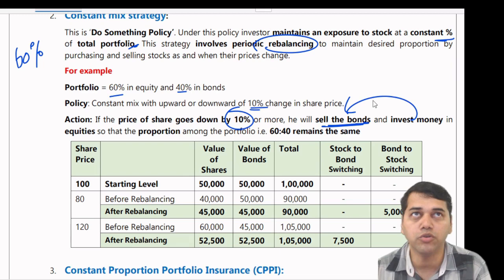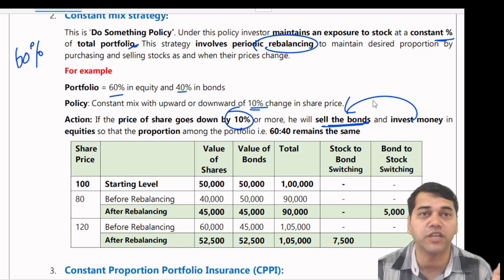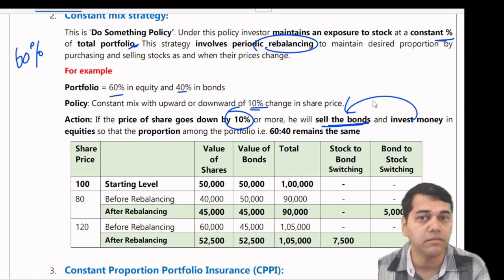Because when the share market goes up, people flock to buy the shares. Here there is full control over the emotion. And when the share market goes down, everybody is running out of the share market, but here you do the opposite. They are always in the middle, balanced. That's why it's a constant mix.